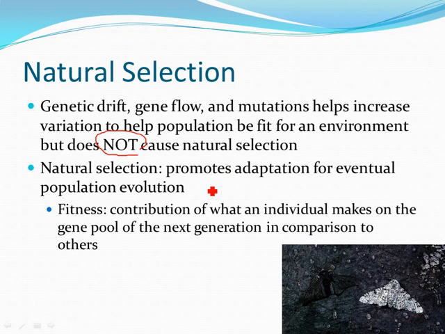So in this particular case, the black moth here is more fit to reproduce and cause those genes and traits to be passed on to future generations. However, the white moths, if they end up dying and not being able to reproduce, then they're not able to pass it on. So they'll be less fit.